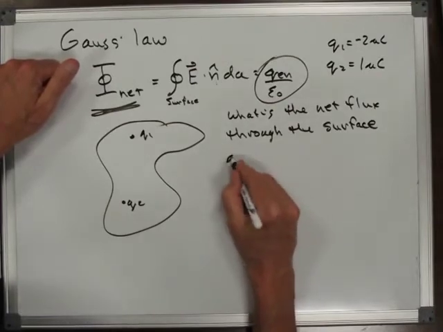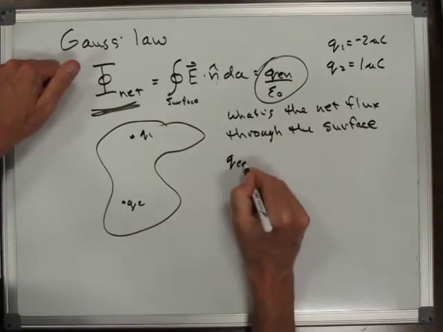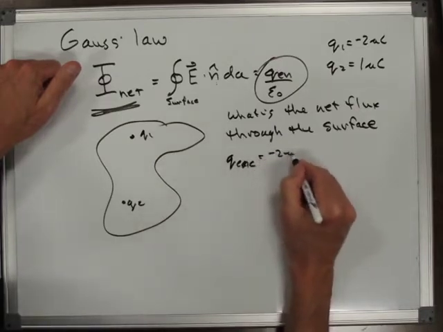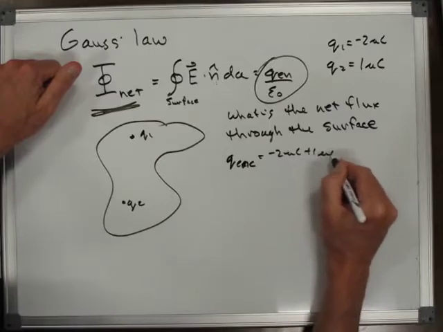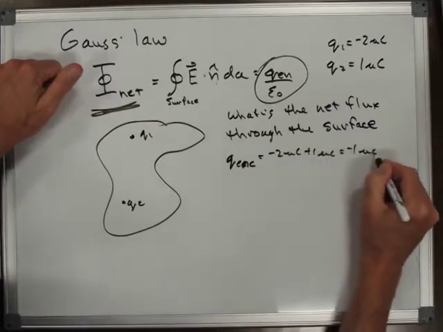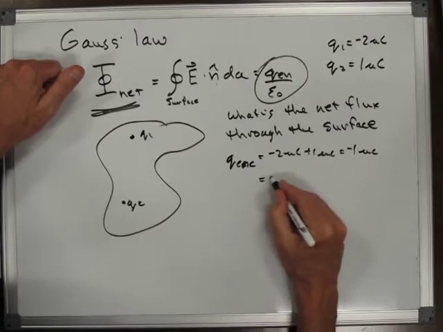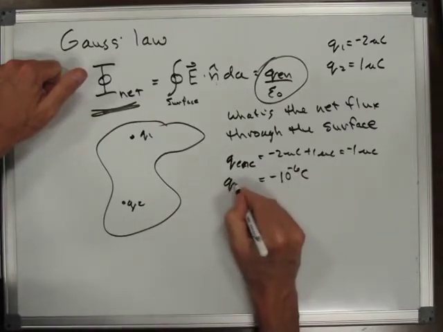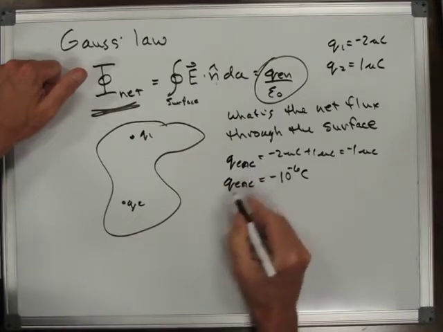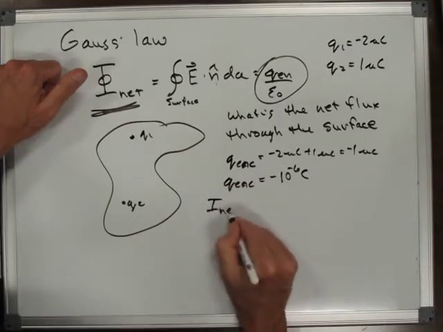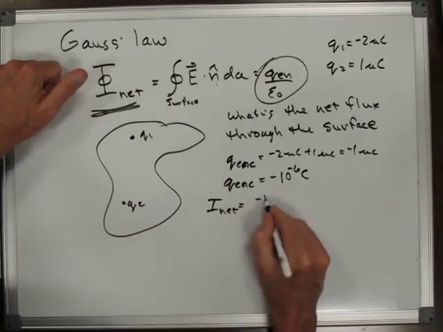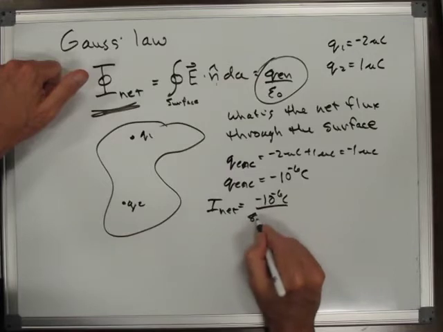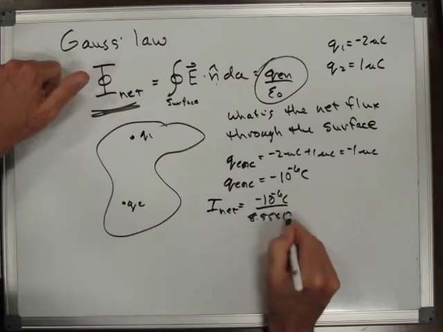And so the enclosed charge is equal to minus 2 microcoulombs plus 1 microcoulomb, which is minus 1 microcoulomb. And that's equal to minus 10 to the minus 6 coulombs. That's my enclosed charge. And so that means the net flux is minus 10 to the minus 6 coulombs over epsilon naught, which is 8.85 times 10 to the minus 12th.